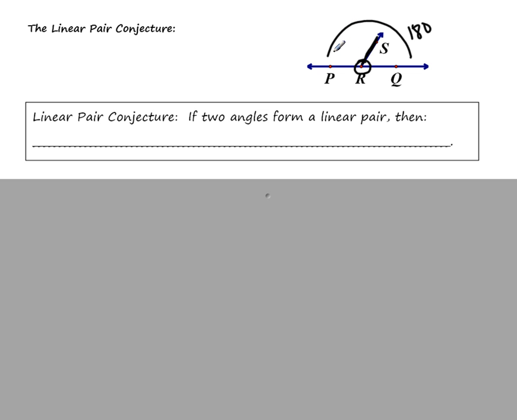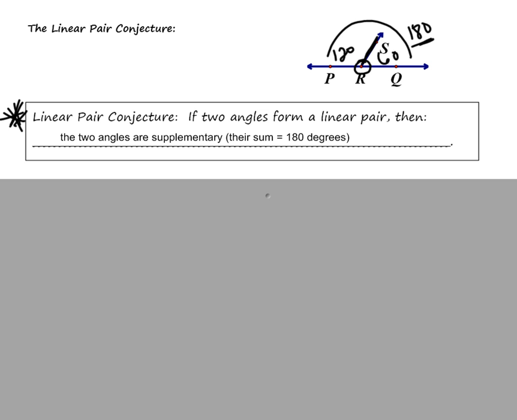So if I have PRS, which is 20, that's not 20, let's say 120 because it's obviously obtuse. Say it's 120. Well, the two of them together are aligned on a straight line. So they are supplementary, which is 180 degrees. So then this would be 60. 60 and 120 is 180. So the linear pair conjecture, and that's something you want to have: if two angles form a linear pair, then they are supplementary, or they have a sum of 180 degrees.